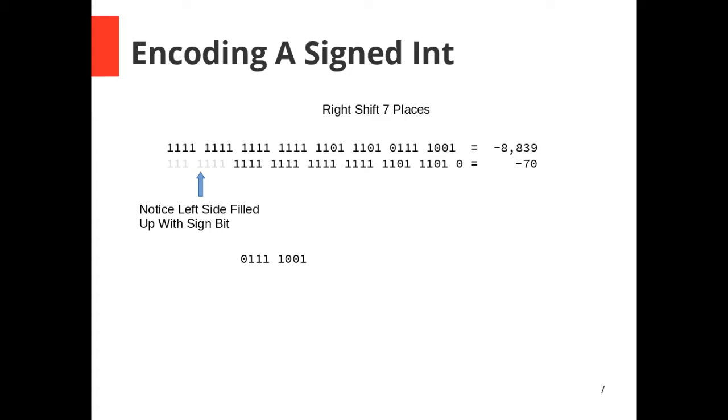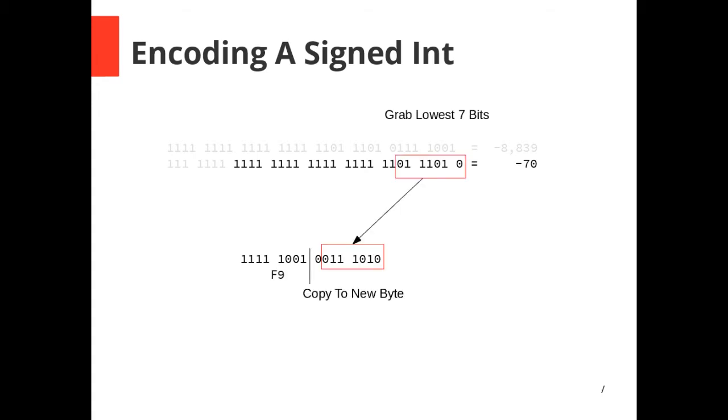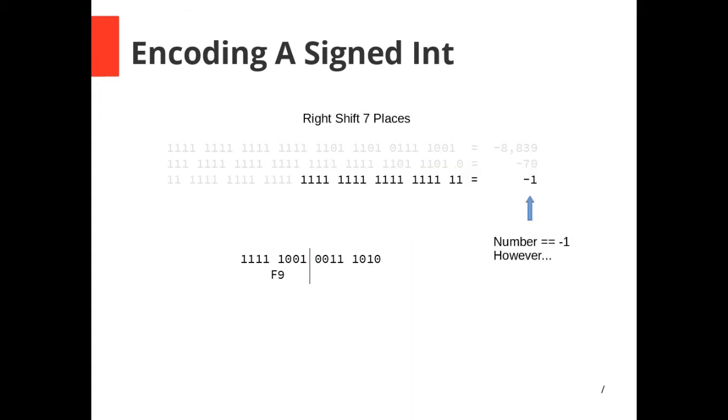After the right shift, the value of the number is negative 70. Since this number began its life as a negative number, when we're done, all of the bits will be ones, and the value of an integer with all 1 bits is negative 1. So since this is not negative 1, set the high bit, grab 7 bits from the number, copy it to a byte. Now the value is negative 1.